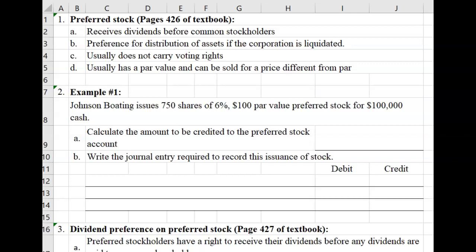Hi everybody, welcome back to our discussion of Chapter 11. In this video, we'll discuss issuing preferred stock and payment of dividends to preferred shareholders and common shareholders.